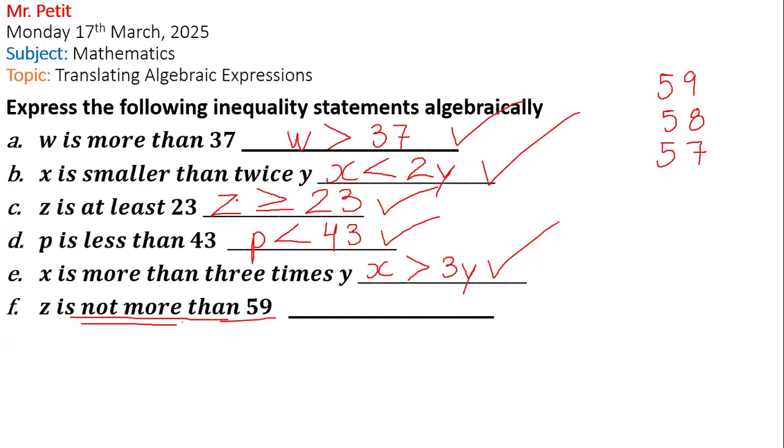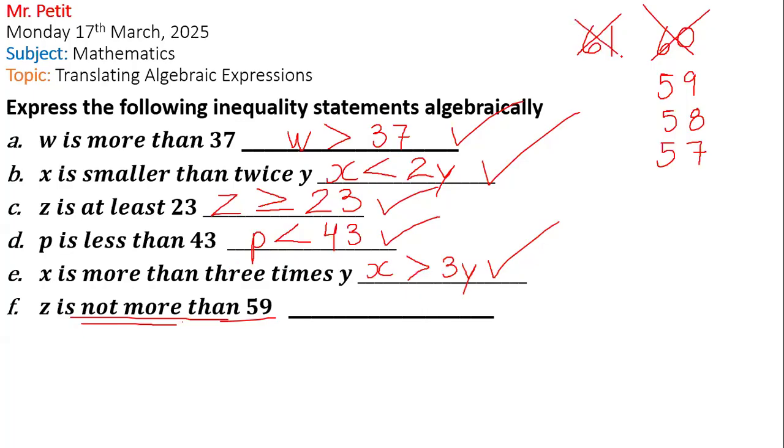Really? Can Z be 60? No, sir. It cannot, because it says not more than 59. Class, can Z be 60? No, sir. Why? Because it says not more than 59. Not even equal to, it's less. Can Z be 61? No, sir. Why? Because it says not more than what? 59.